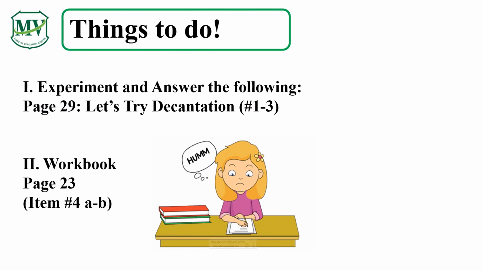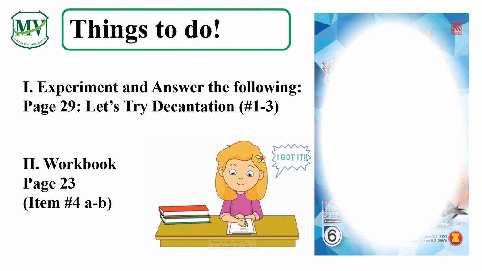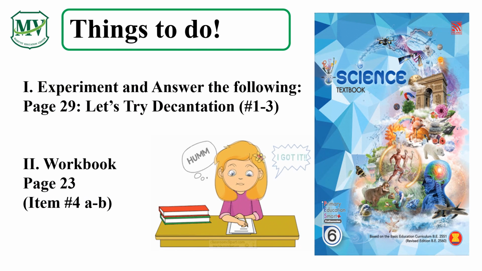Please get your science textbook and workbook and do the following. Number 1. Experiment and answer the following. Page 29. Let's try decantation. Numbers 1 to 3. Pages 30 to 31. Let's try filtration. Numbers 1 to 8. Number 2. Workbook page 23. Items 4, A to B.